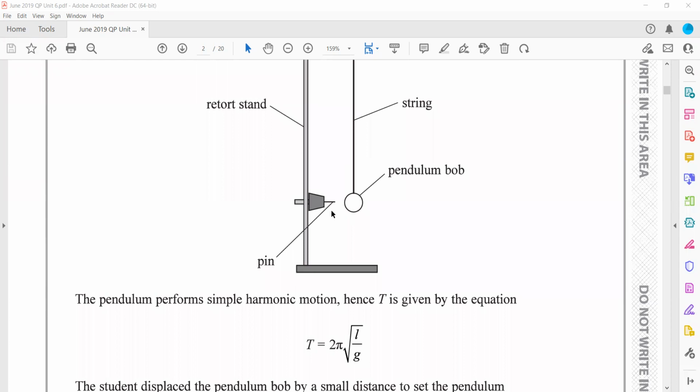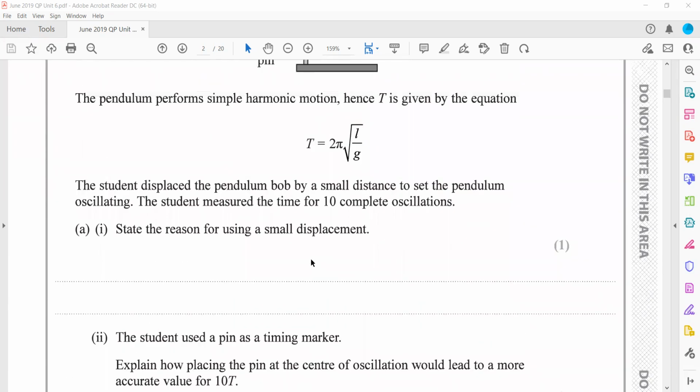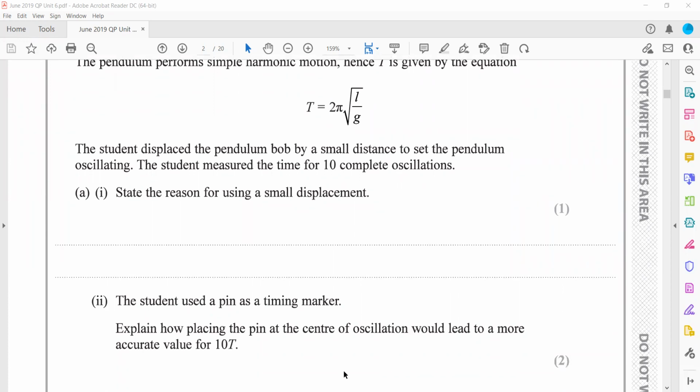So as you can see, the pendulum is vibrating. The time period of a pendulum is given by the formula T equals 2 pi under root L divided by g. State a reason for using a small displacement. The student displaces the pendulum by a small distance to set it oscillating, and the student measures the time for the oscillation.